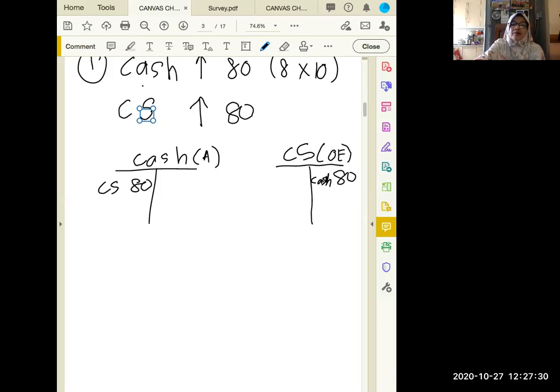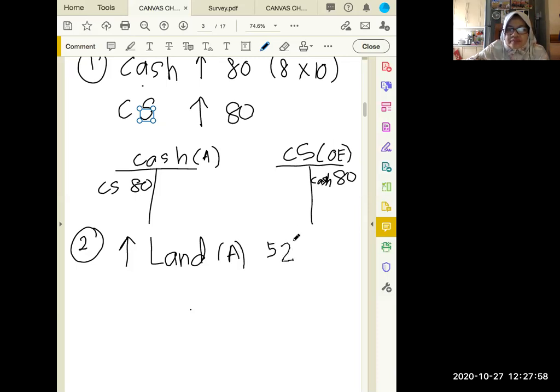Right here, number 2, you have increased your land. Now you purchase land. Previously you didn't have land, now you have. So it means that there's an increase in your asset. So land is your asset. How much is the land? 52,000.